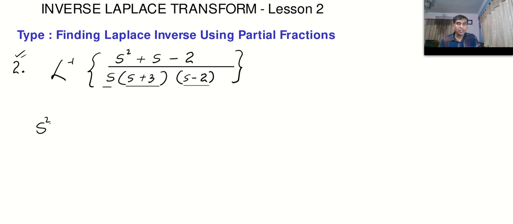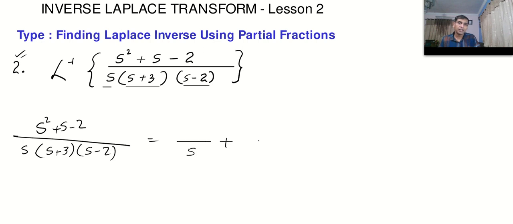Don't go for the stereotyped partial fraction method. I will recommend the decomposition using suppression. So you write something divided by s, something divided by s plus 3, plus something divided by s minus 2. And when will this become 0? When s equal to 0. And you plug it everywhere else other than here. So you get 0 plus 0 minus 2 divided by 3 multiplied by minus 2. So you get 1 by 3.